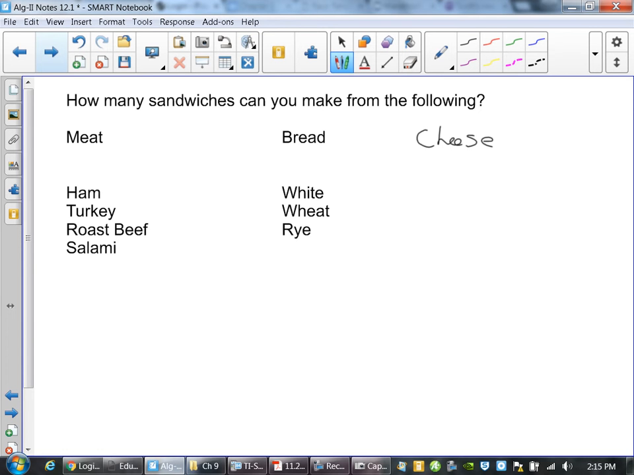So we brought this up. Let's say you had 5 choices of cheeses. So 5. If you had 4, 3, and 5, how many different ones would there be? 60. All we're doing is multiplying out.